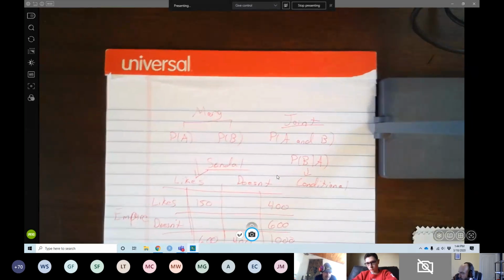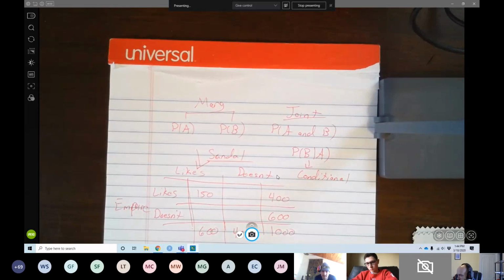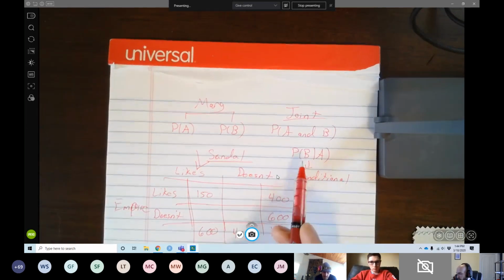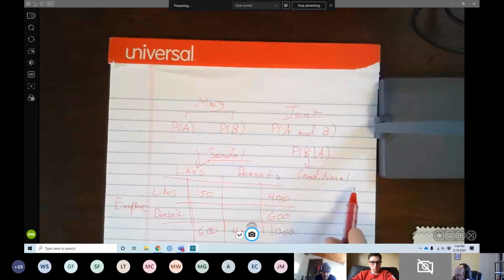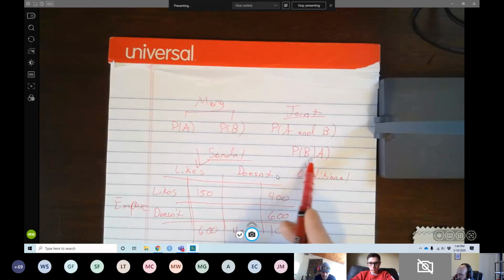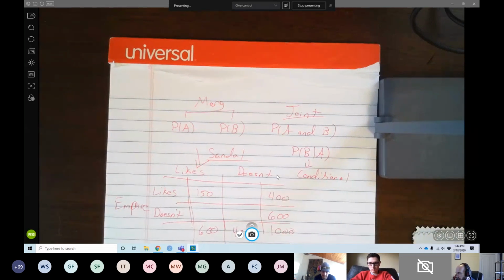So if one event is no longer random, if we know the person has a college degree and we ask what's the probability they live within an hour of their hometown, that would be a conditional probability because we already know they have a college degree. So it's not random anymore. The only random part is whether they live close to home or not.